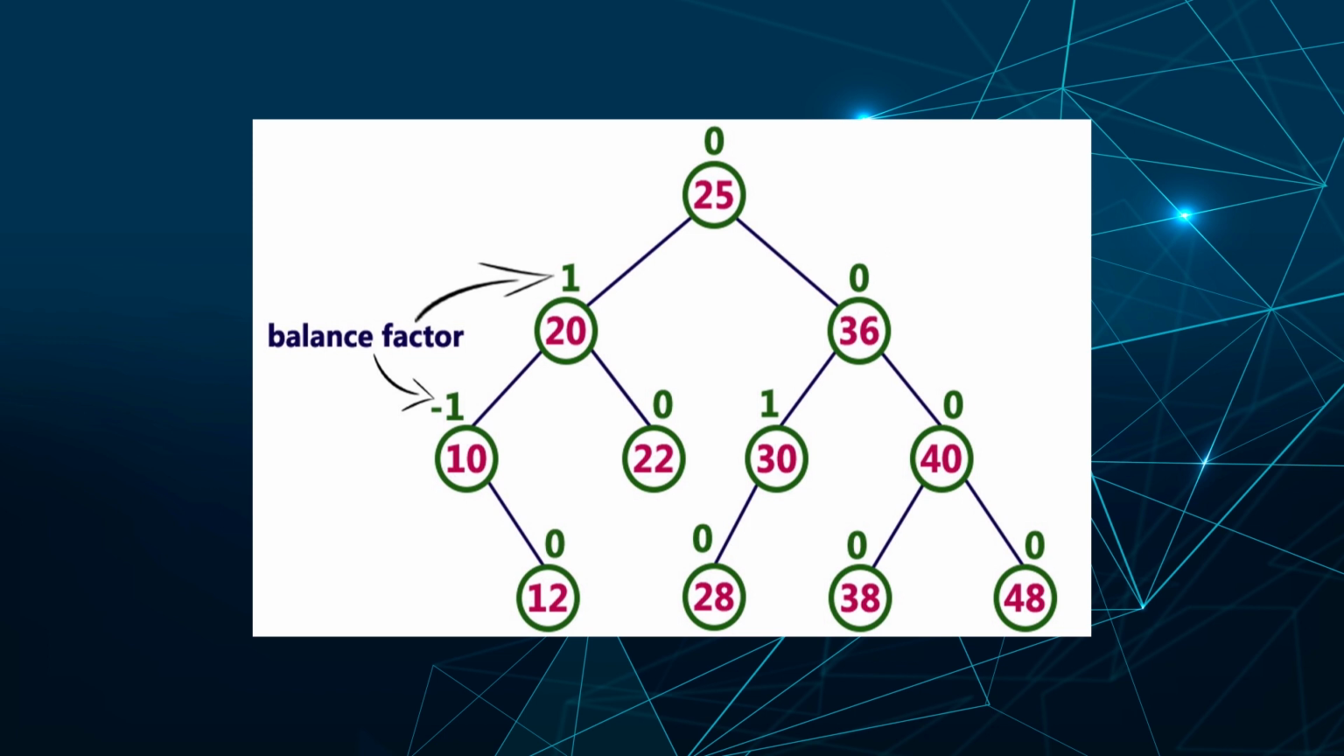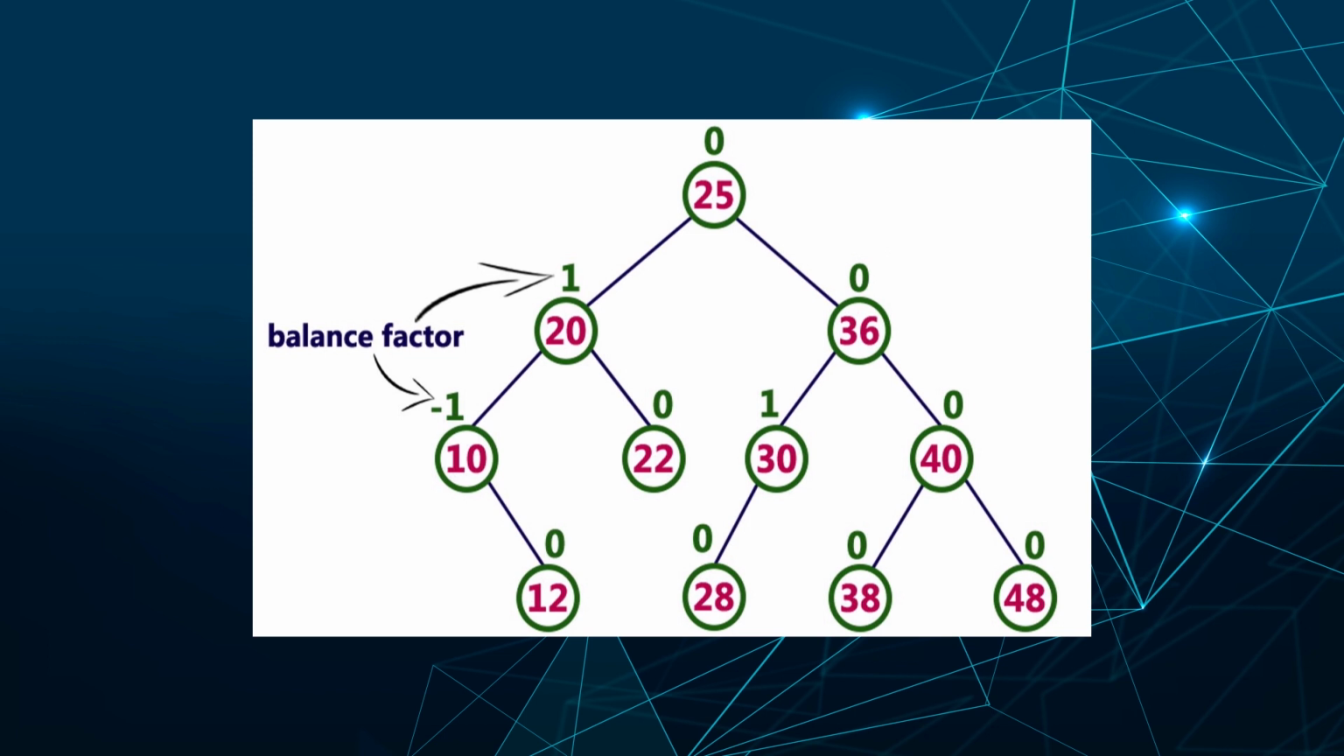So, the height of the left hand side is 3. Now, for the height of the right hand side, the child of 25 is 36, that is the first generation. Then the second generation is 30 and 40, who are siblings, and the third generation is 28, 38 and 48, all siblings. So, it means there are 3 generations on the right hand side. On the left hand side it is 3 and on the right hand side it is also 3, that is why 3 minus 3 is 0.